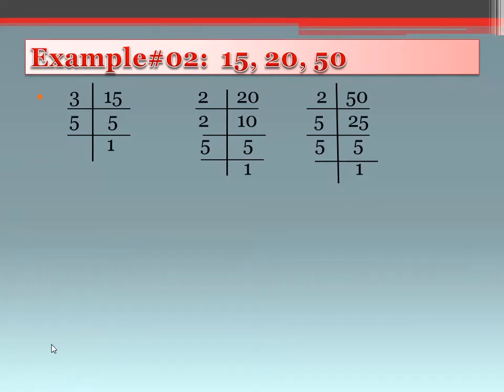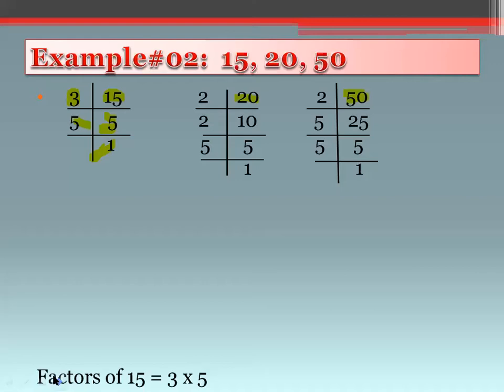So look at the number 15. 15 can be divided by 5 as well. But you will start from 3 because you have to pick the lowest prime number first. So 3 multiplied by 5 will become 15 and 5 into 1 will become 5. Similarly, you have to find out the prime factors of 20 and 50 as well.